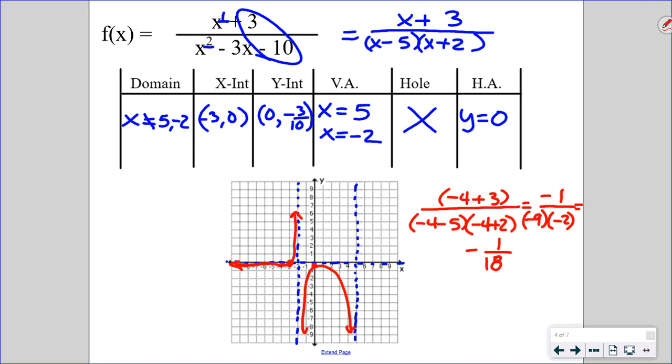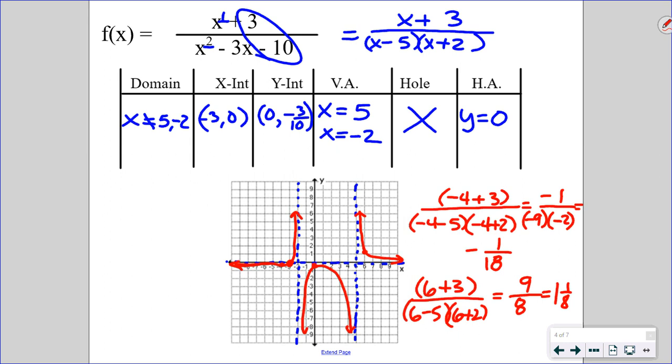Okay, now let's also plug in a 6, just so I can see what's happening off to the right end of the graph. All right, so I'll have 6 plus 3 over 6 minus 5 times 6 plus 2. So we're going to end up with 9 over 8. 6 minus 5 is 1, so 8 times 1 is 8. That's 1 and 1/8 as a mixed number, so 1 and 1/8 is kind of about right there. But that tells me, because I know the graph goes through that point and then approaches the asymptotes, that it's going to look like this.